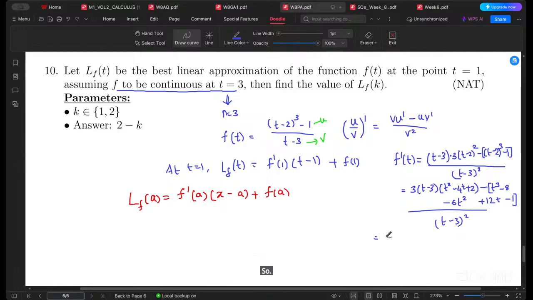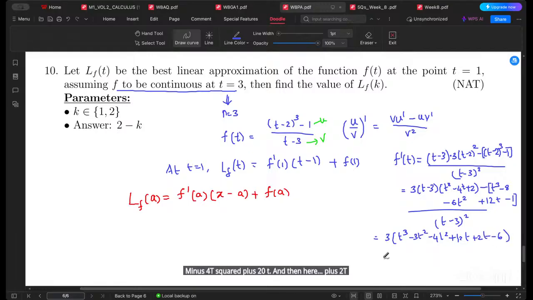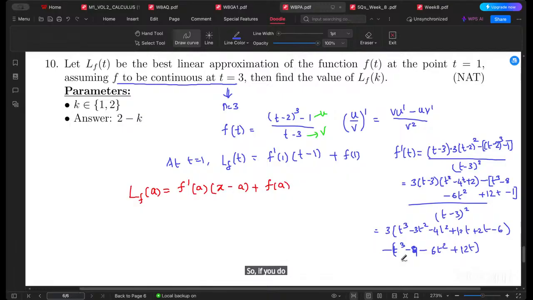So the numerator is 3 times of t cube minus 3t square minus 4t square plus 12t, and then here plus 2t minus 6 minus t cube minus 8, or minus 8 I can make it as minus 9, 6t square plus 12t. Now you have to do some simplifications. So if you do the simplification, what is the numerator you are getting?